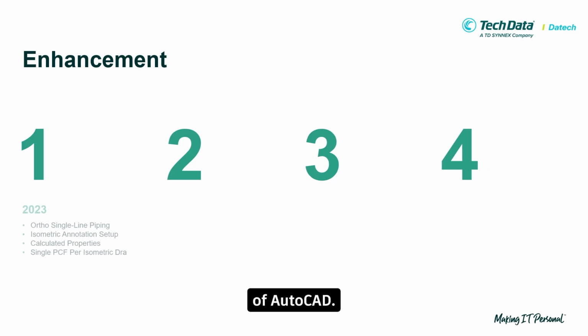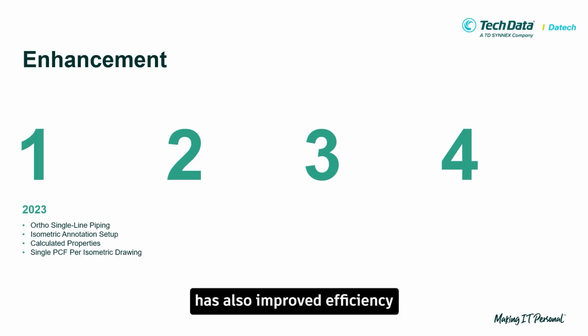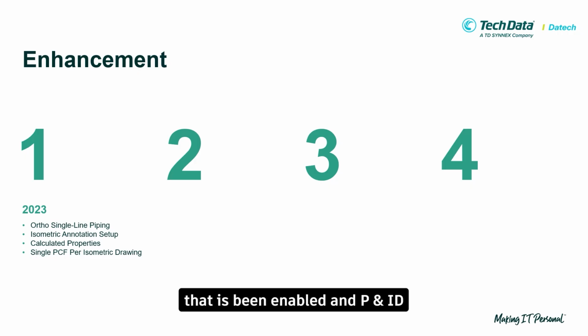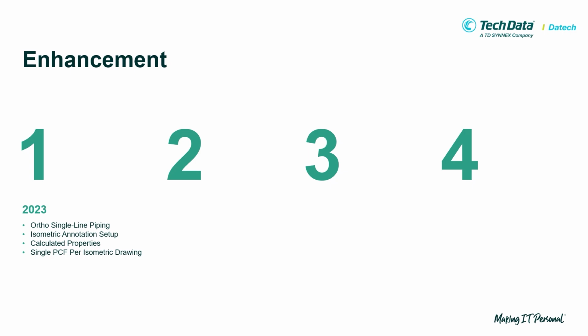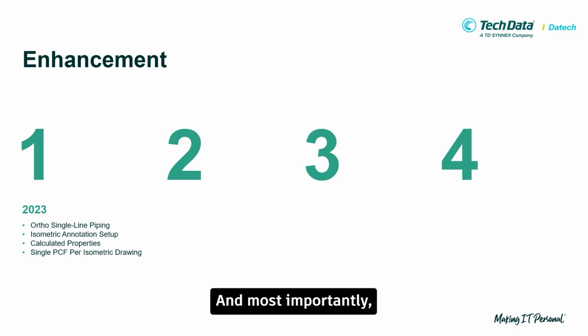AutoCAD Plant 3D 2023, which improved the performance of opening the project setup window, and also improved the efficiency of checking the project details. The quick selection property option that has been enabled in P&ID saves a lot of time that was consumed earlier. And most importantly, there are also more annotations involved for the isometric and orthographic single line piping. So these are the top enhanced features of the 2023 version.